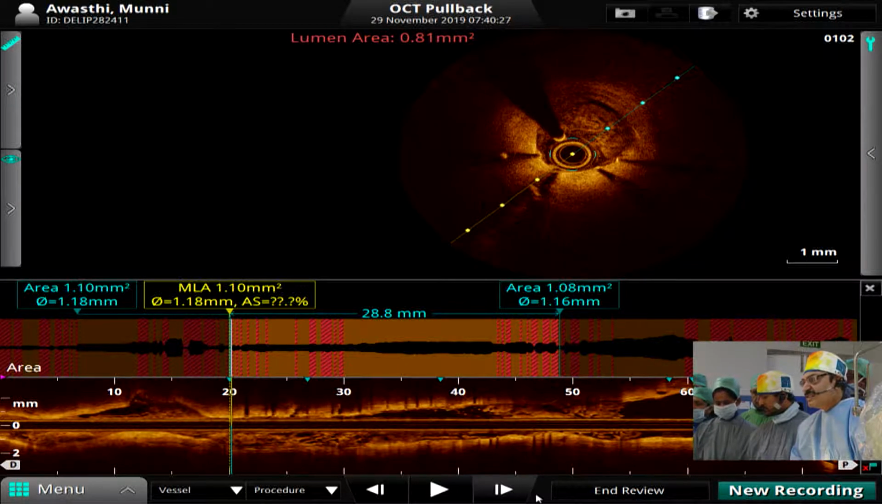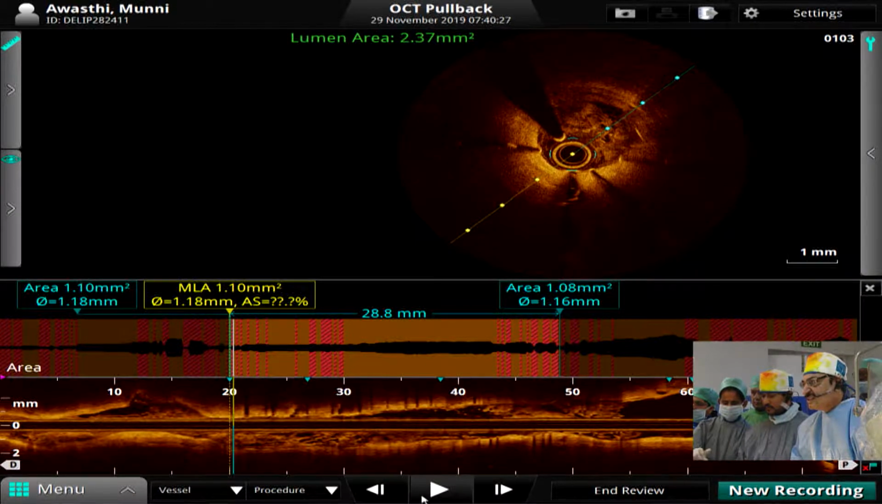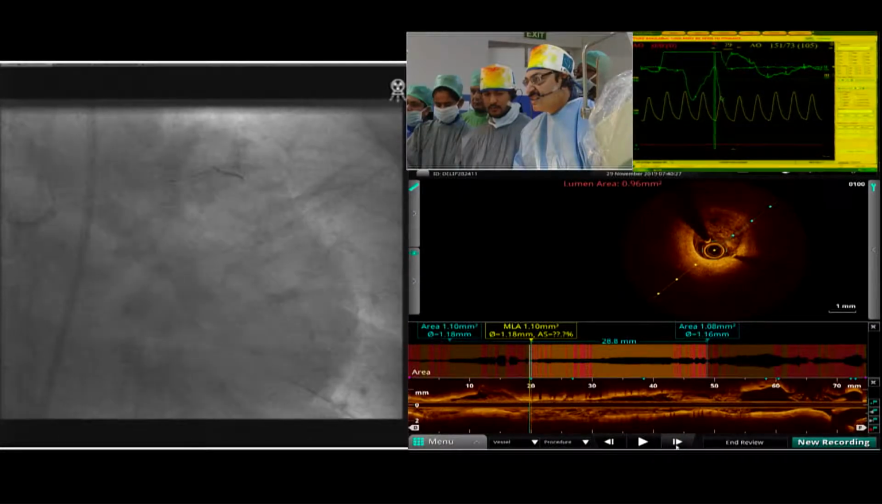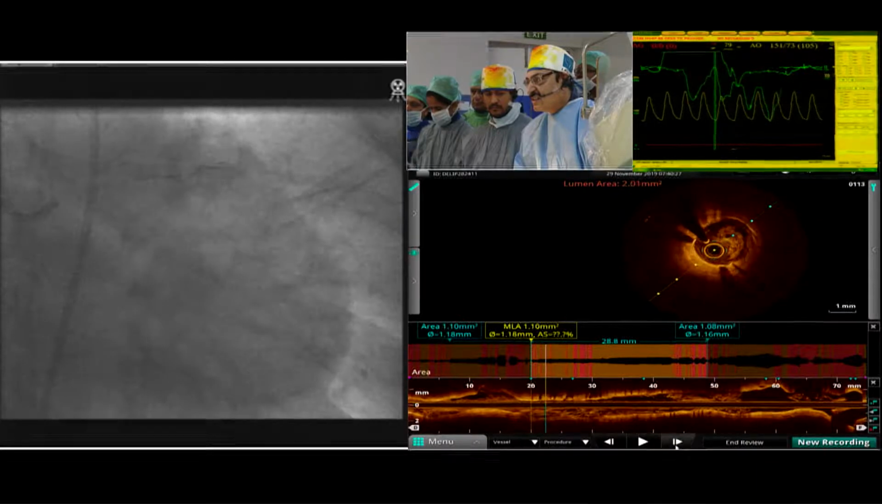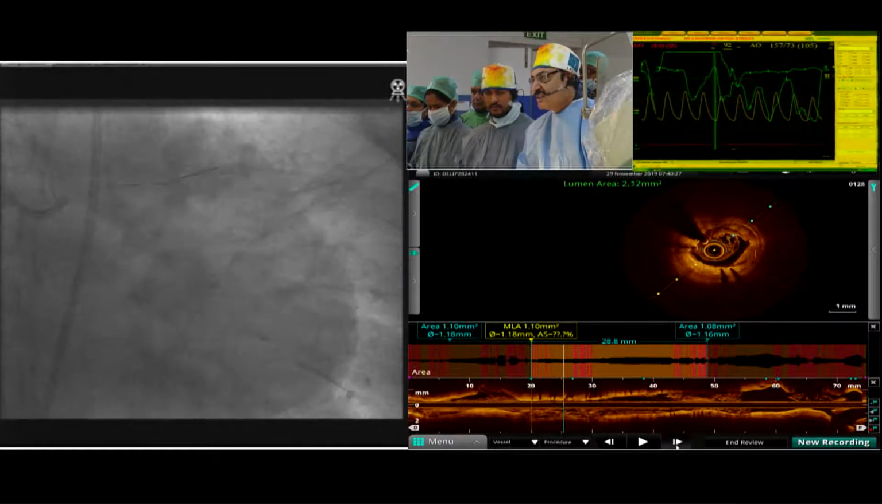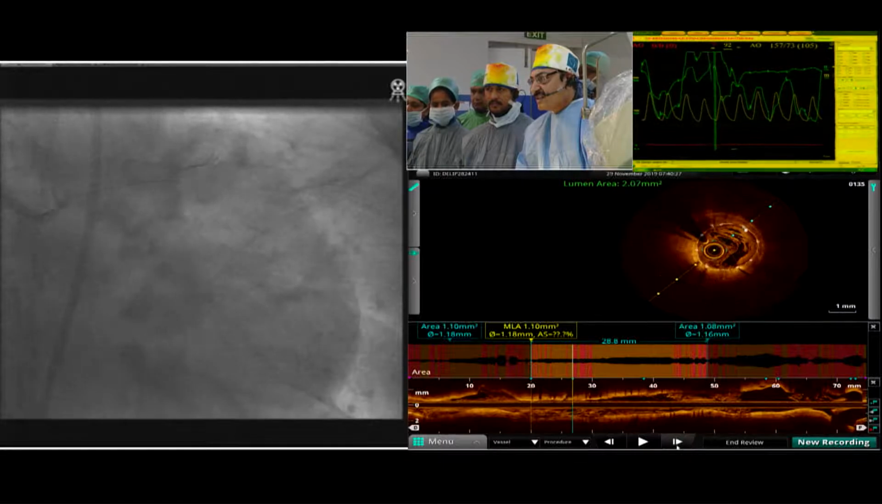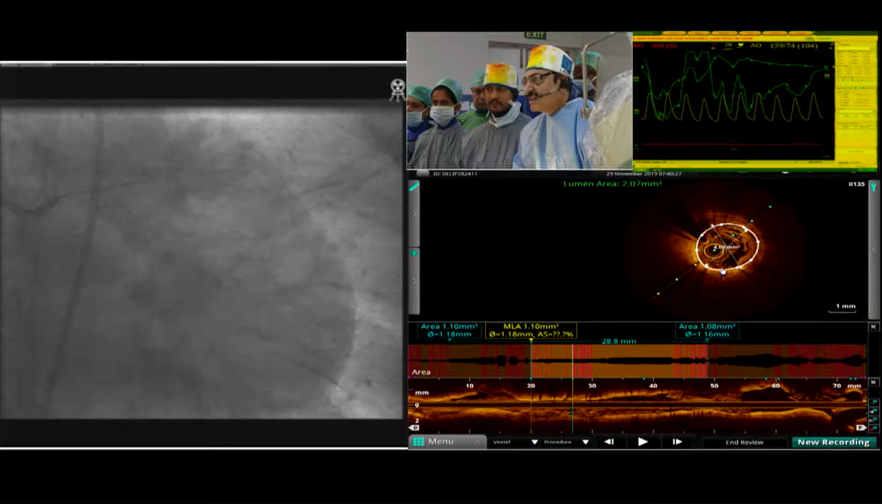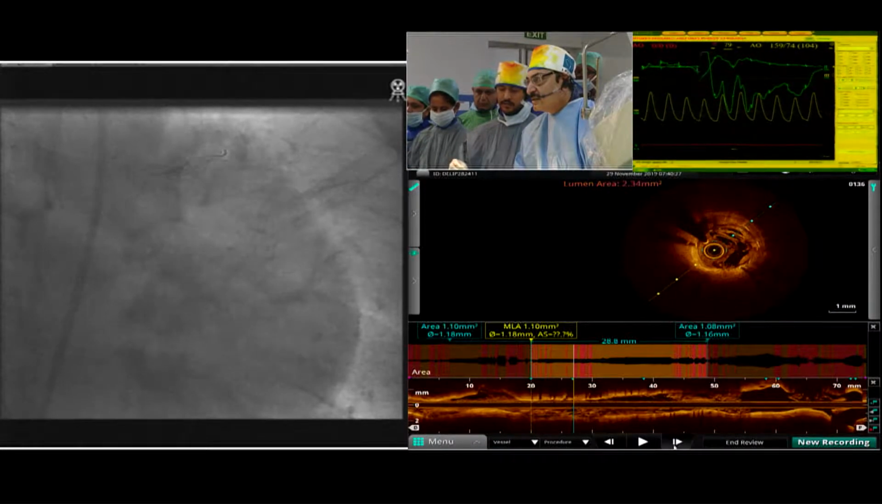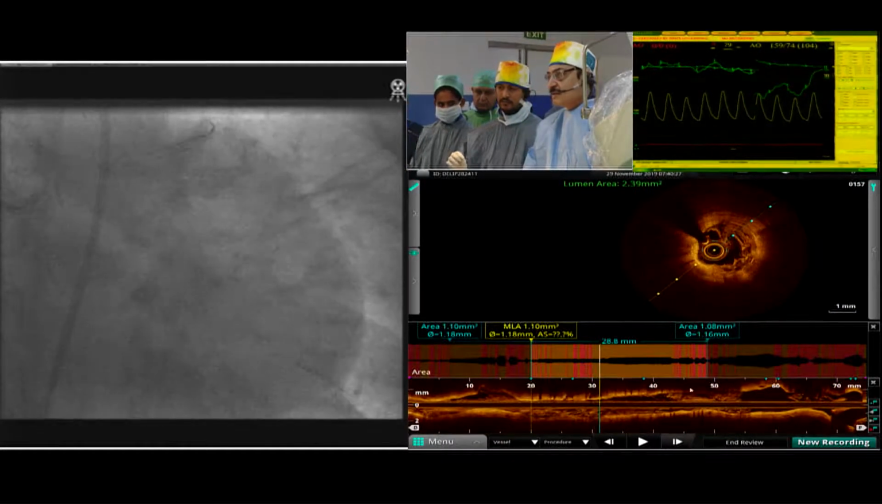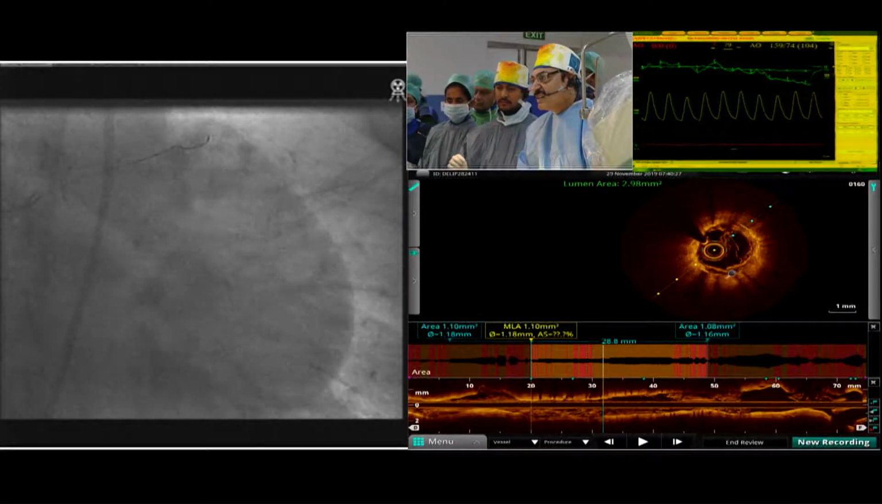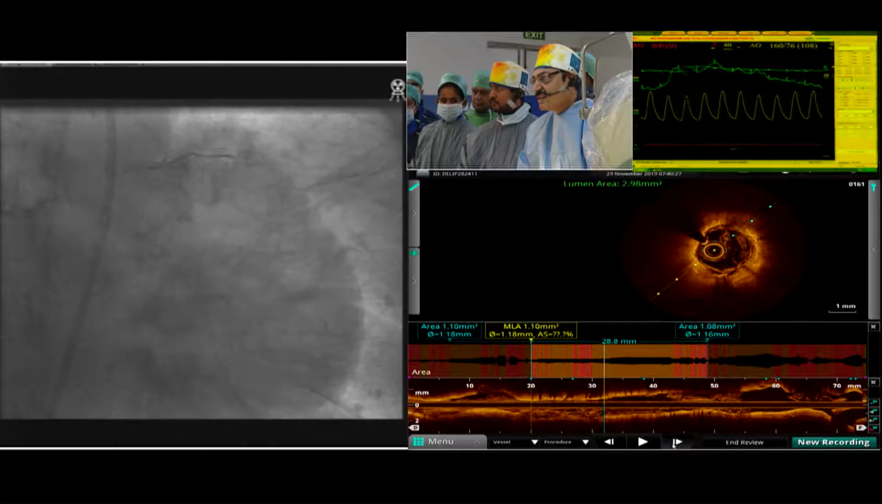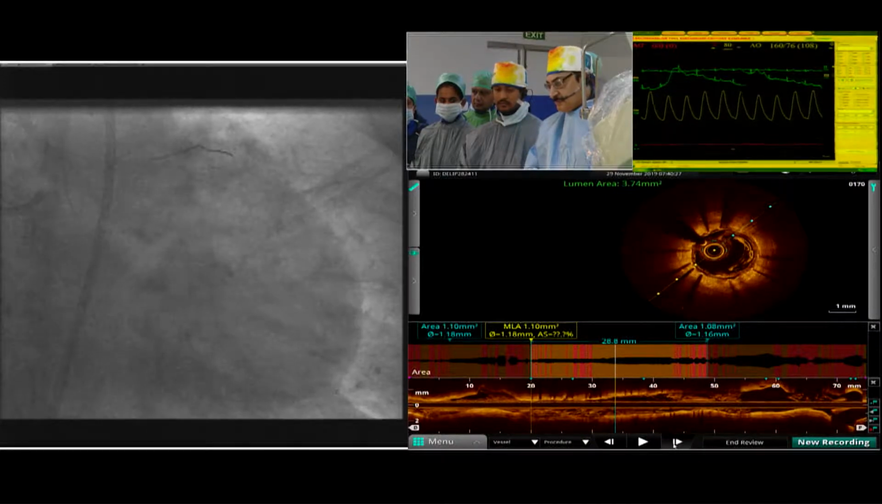So right now we are at the distal edge of the stented segment, and we see that these struts are opposed, and there is no distal edge dissection as well. As we move proximally from the distal segment, we see that the area in the middle of the stented segment is 4.9 mm square, and if we keep on moving proximally, we see that all these struts are well opposed. So there is no malapposition and there is no edge dissection at the distal edge.